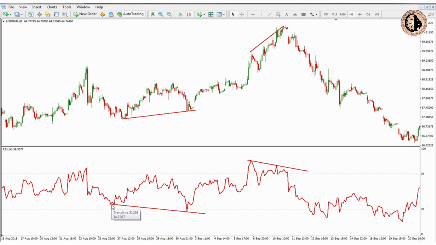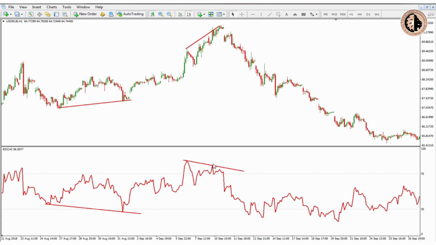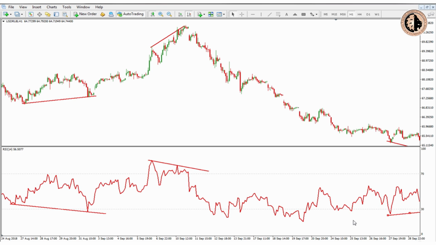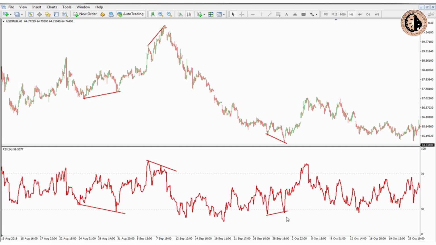If hidden divergence occurs in the overbought zone, then the second peak on the indicator is higher than the previous one. Regular divergence in the overbought zone always has a second peak that is lower than the previous one, while in the oversold zone the second bottom is always higher than the previous one. See the difference? Just minimize the chart a little. You can see this divergence is regular, while this one here represents hidden divergence.